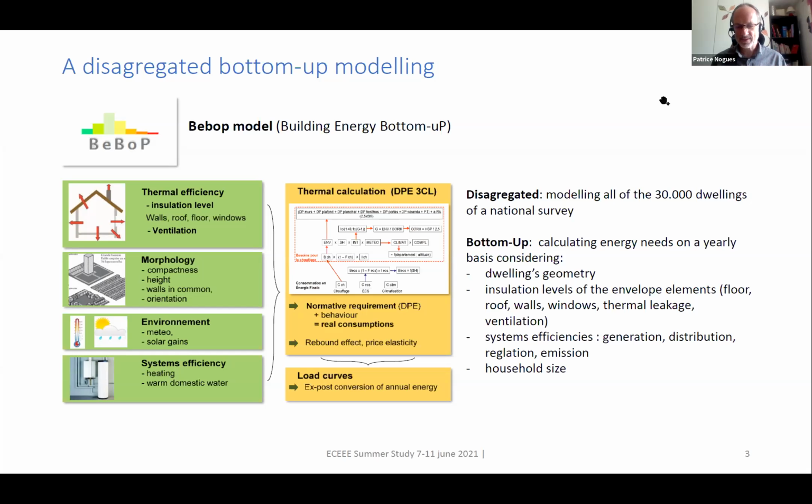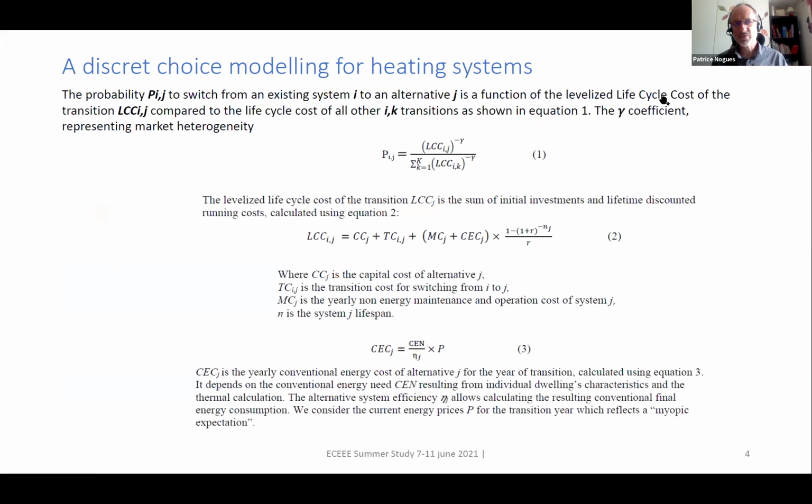Once we have this picture with all the dwellings and households described, then we have our new feature, which models the evolution of the competitiveness of different technologies. Maybe I will not go into too much detail because it's very classical. We model when a system has to be replaced. We propose different alternatives, and these different alternatives have a probability to be chosen. And this probability is described in function of the total cost along the lifetime, which is the LCC, the levelized life cycle cost.